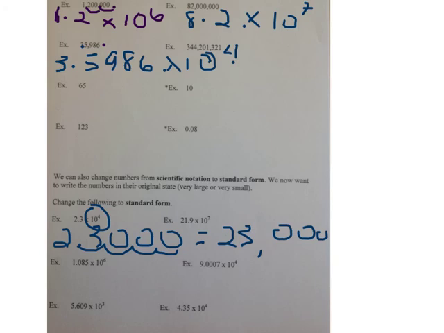Let's take a look at 1.085 times 10 to the sixth. What does that 6 tell you? It's telling you to move it over 6 places. We have 1.085. So we're going to move it over 1, 2, 3, and we have to fill in the rest of those zeros. So we have 1,085,000.